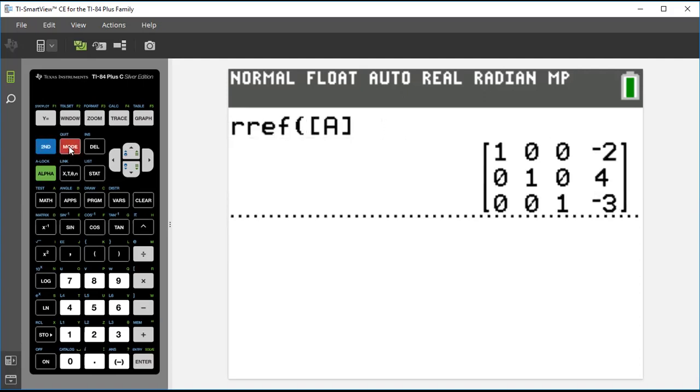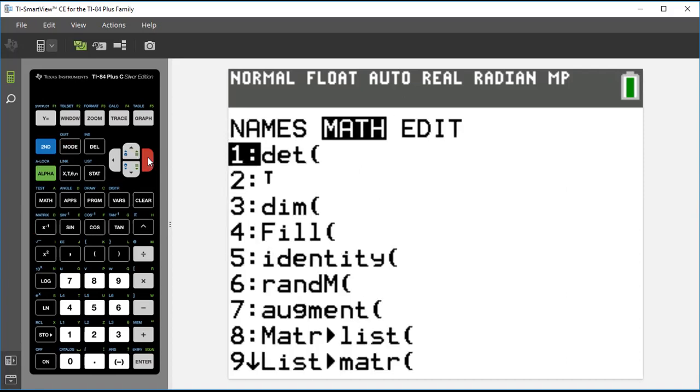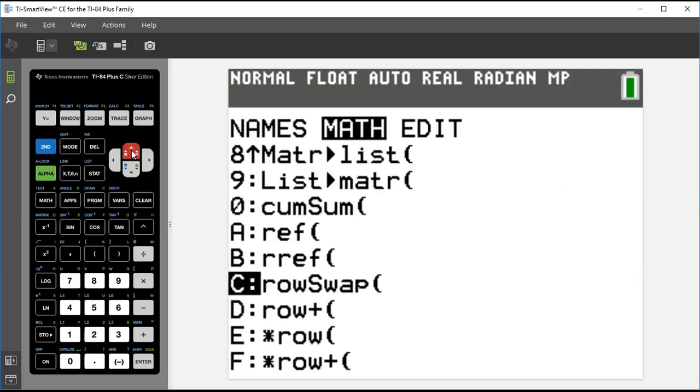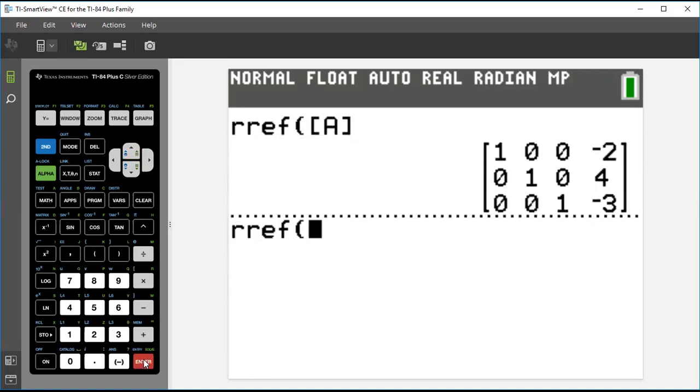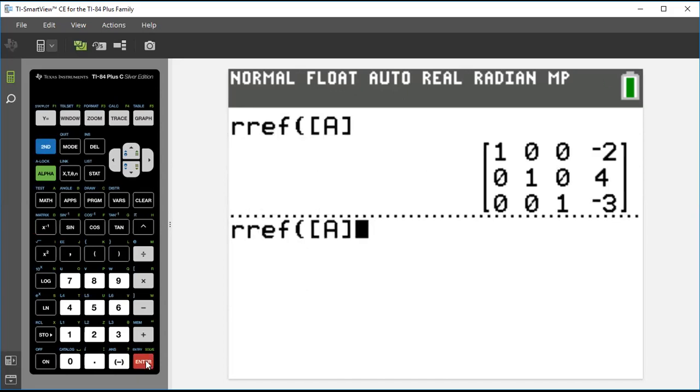And then I'm going to do a matrix function with this. So I'm going to hit second matrix. I'm going to scroll over to math, and scroll up to choice B, which stands for reduced row echelon form. Hit enter. I'm going to grab matrix A by hitting second matrix. Enter on A, and then enter.